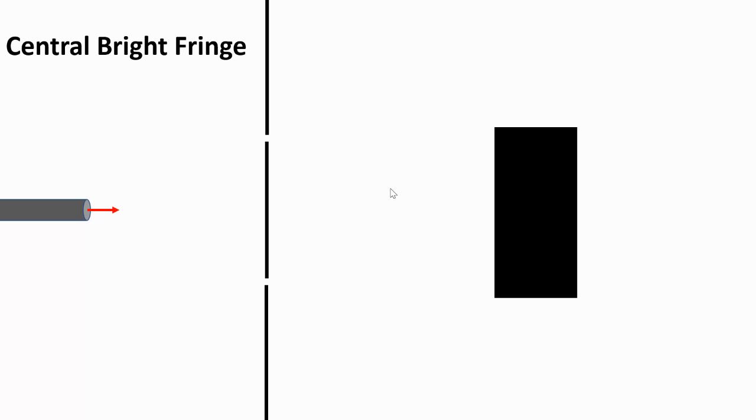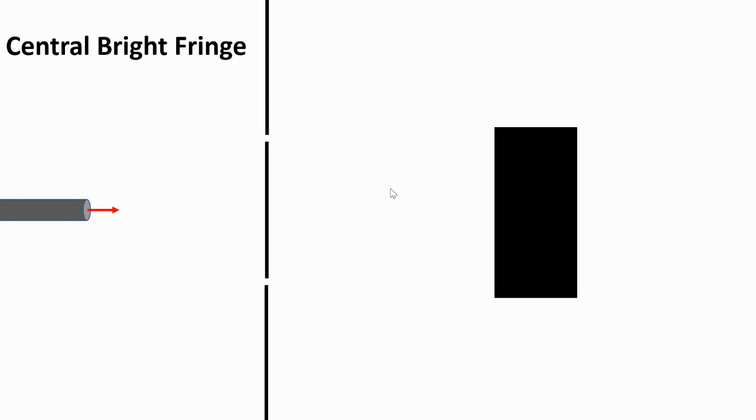Hello, Year 12. I've made this short video for you in order to help you understand why we get interference patterns when we have two slits and a coherent light source illuminating them. We're going to be looking at this with consideration of the path difference from each wave.